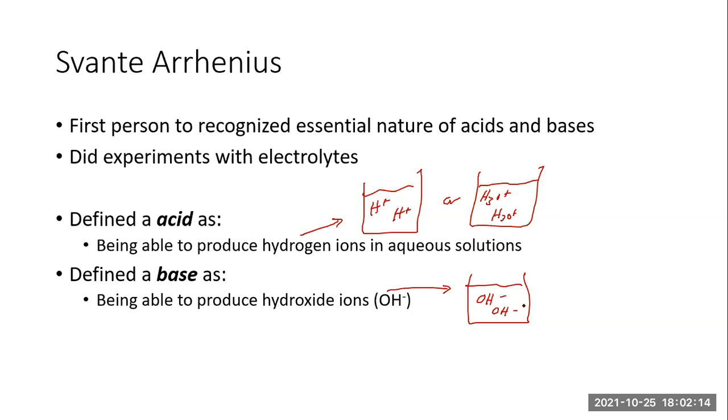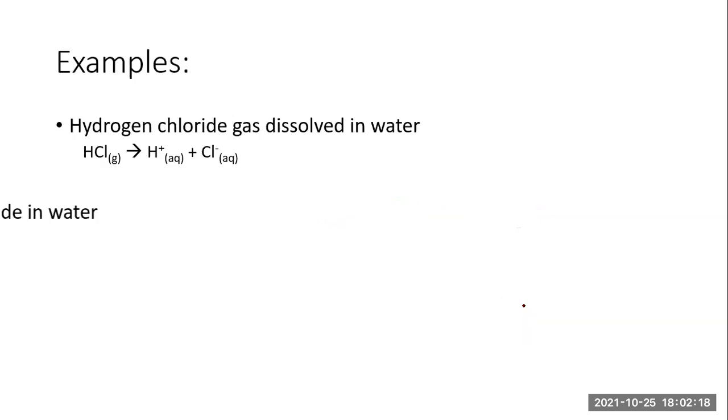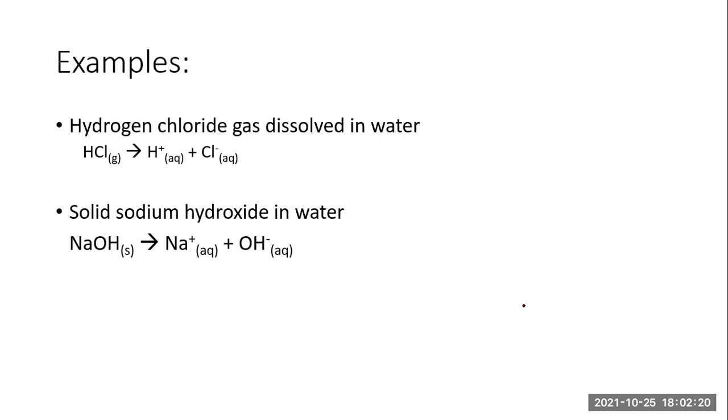So, for example, if we take some hydrogen chloride gas and we put it into water, we get hydrochloric acid. And that's the difference between, say, HCl that's a gas, which we would call hydrogen chloride gas, versus HCl that is aqueous, which would be hydrochloric acid.